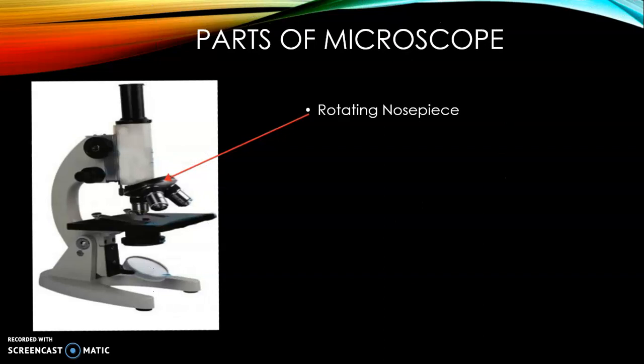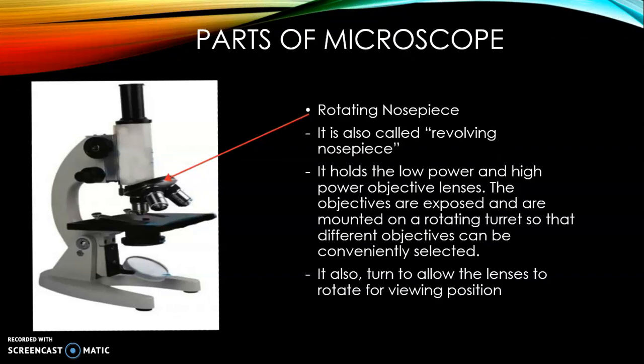Another is the rotating nosepiece. The rotating nosepiece is also called the revolving nosepiece. It holds the low power and high power objective lenses. The objectives are exposed and are mounted on the rotating turret so that different objectives can be conveniently selected. It is also turned to allow the lenses to rotate into viewing position.